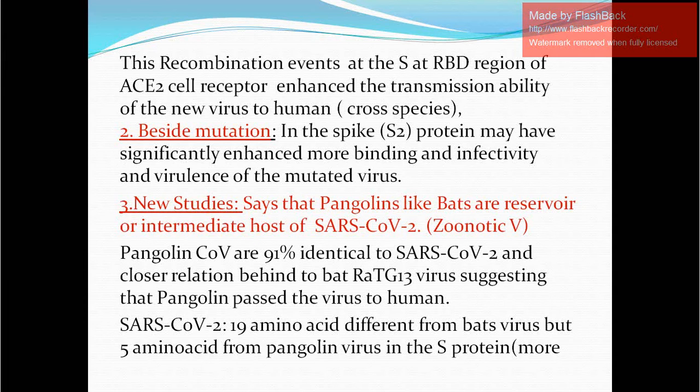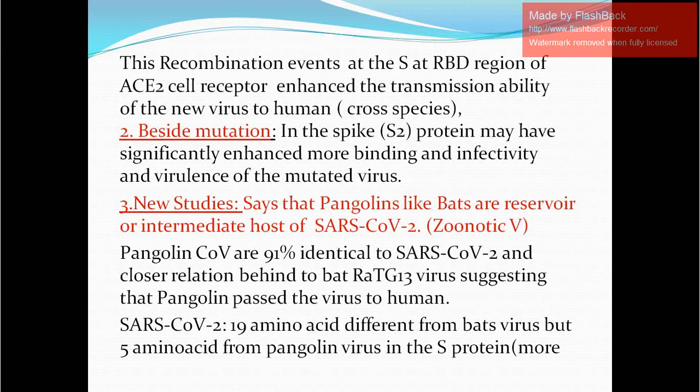New studies say that pangolins, this animal that eats ants, like bats, are a reservoir or intermediate host of SARS-CoV-2. So this increased the zoonotic potential of the virus. Pangolin coronavirus is 91% identical to SARS-CoV-2 and has a closer relationship to the bat virus, suggesting that the pangolin passed the virus to humans.